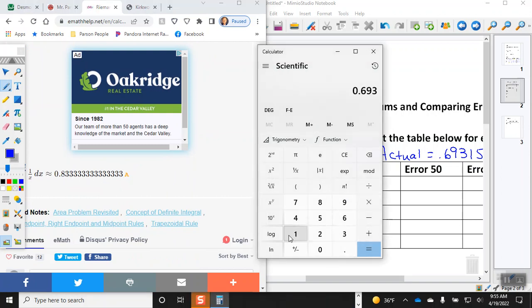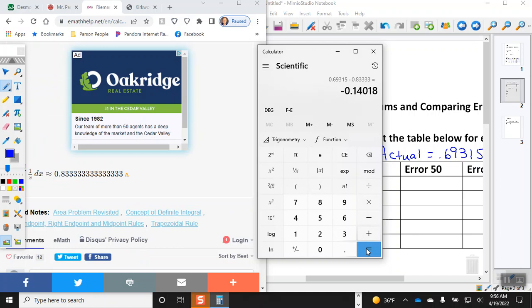0.69315 minus 0.8. That's what that first error should be. Negative. Write that down there. Error for left 2. That was my mistake, guys. Negative 0.14018. Now, are we pretty close to the actual right there? If that's the error, is that a good error? Yeah.